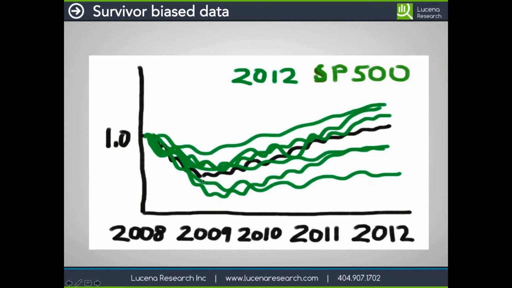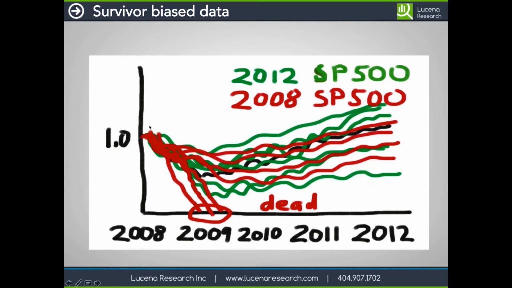But in reality, many companies were delisted during that time period. And if you're only using the members of the S&P 500 as of a later date, you're biased towards stocks that have survived. Now, in reality, if we look at all of the stocks that were in the S&P 500 starting in 2008 and go forward, yeah, sure, some of them survived, but a number of them crashed and burned.